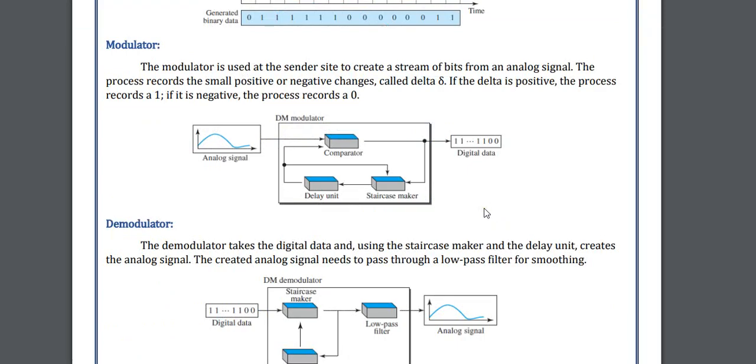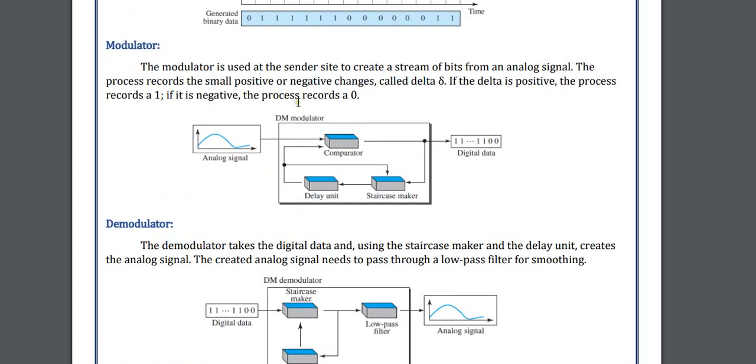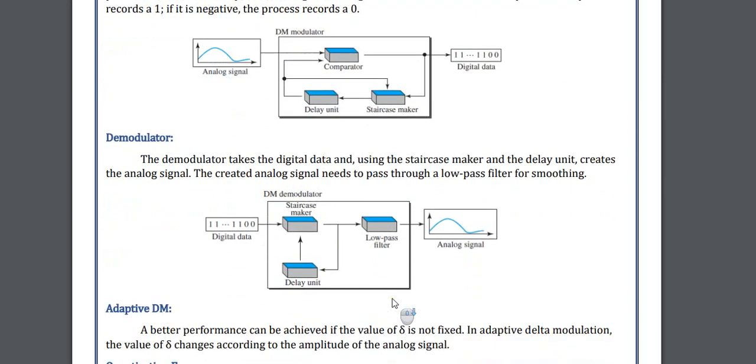Now here we will learn about the modulator and demodulator. The work of the modulator is to transform the analog signal into digital data, and the work of the demodulator is to transform the digital data back to the analog signal. The modulator works on the sender side and the demodulator works on the receiver side.